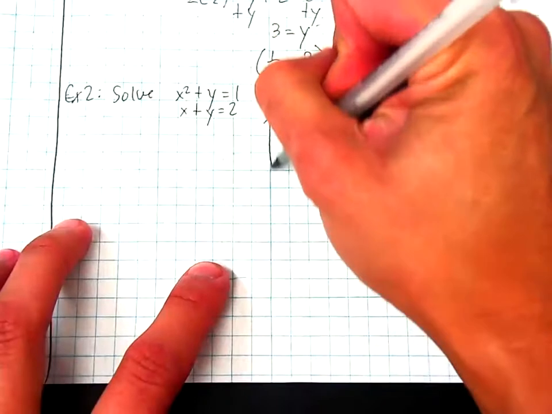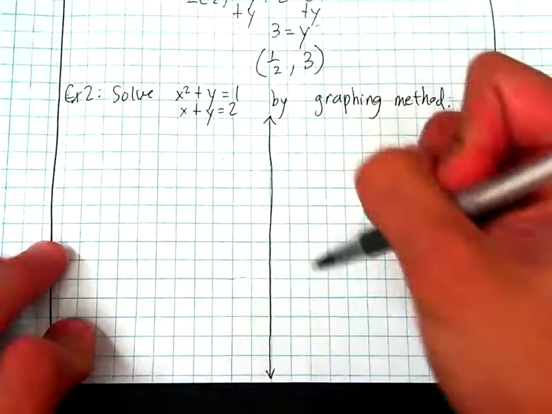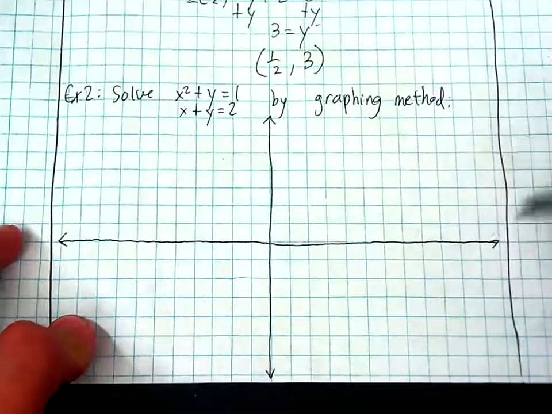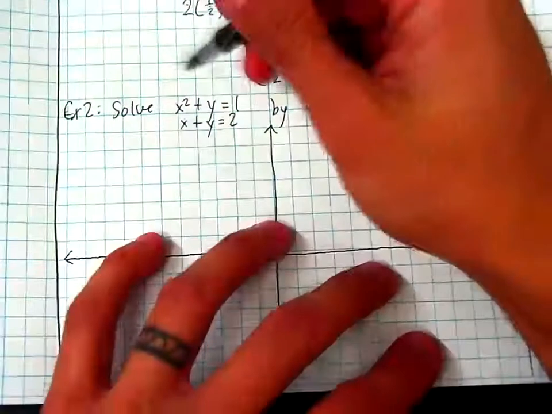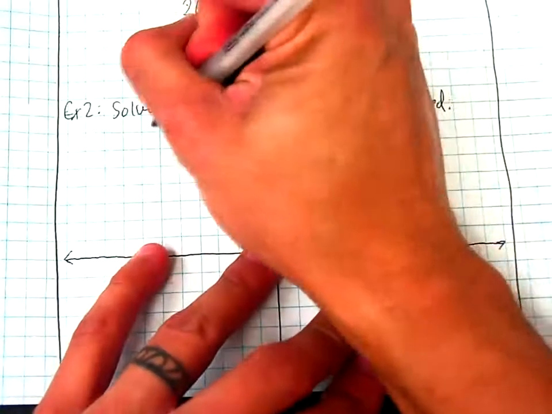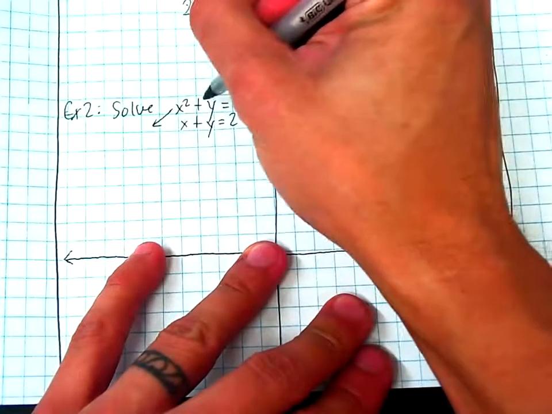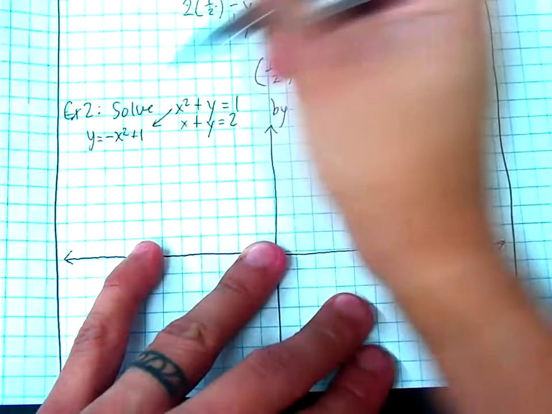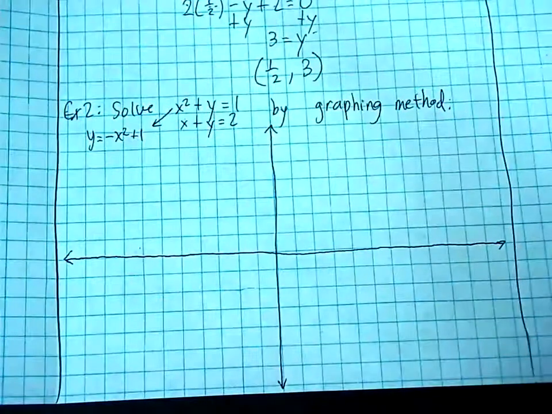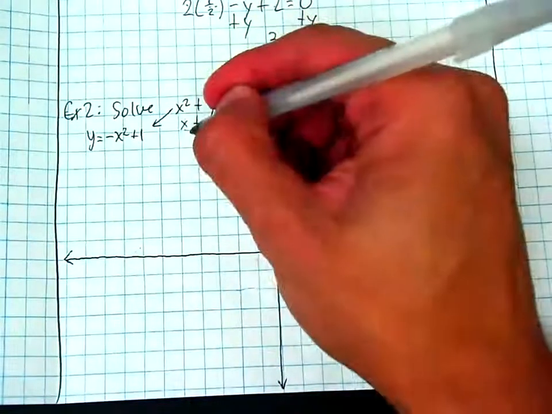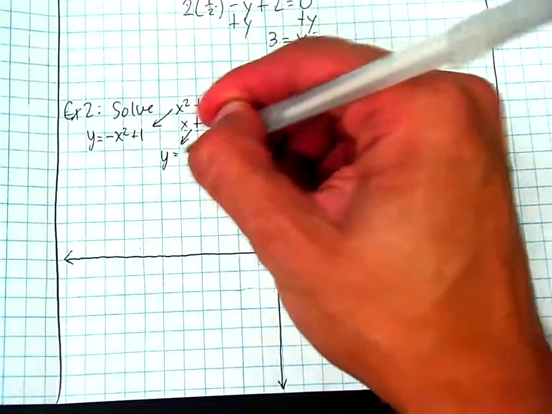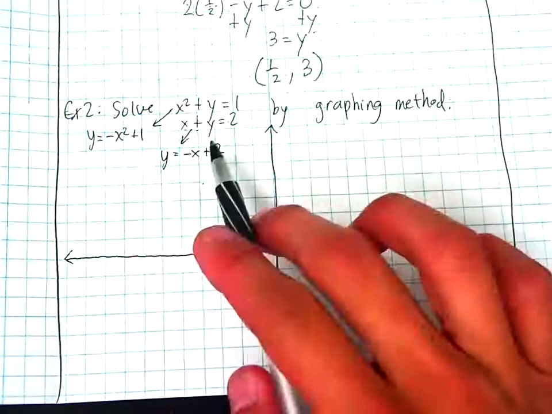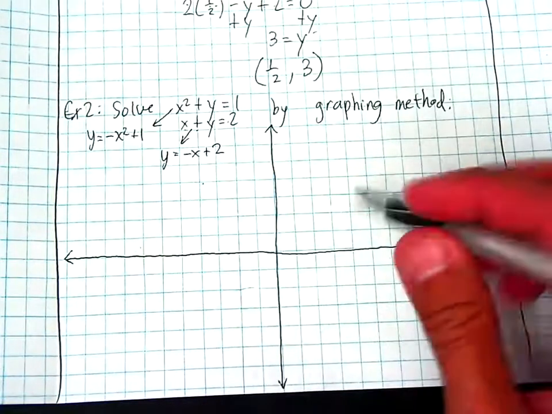So I'm going to draw an xy axis. Okay, so in order to graph, I'm probably going to solve for y for this one. So if I solve for y, I'm going to minus x squared to both sides. So I'll have y equals negative x squared plus 1. Okay? If I solve for y here, I'm going to subtract x from both sides. So this will be y equals negative x plus 2. Okay, so I have a line and a parabola. You should know how to graph these. If you don't, go back to your old notes.